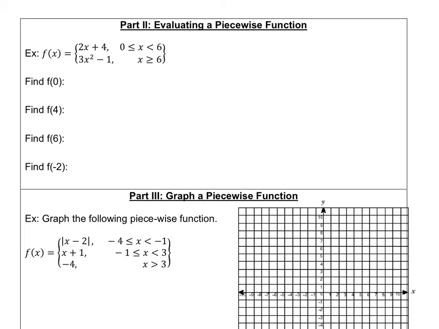On this part, we're going to be evaluating a piecewise function. So they gave us this function, f of x equals 2x plus 4 when x is between 0 and 6, and then 3x squared minus 1 when x is greater than or equal to 6. So I'm going to use two different colors again. I'm going to use purple for the first one and green for the second.